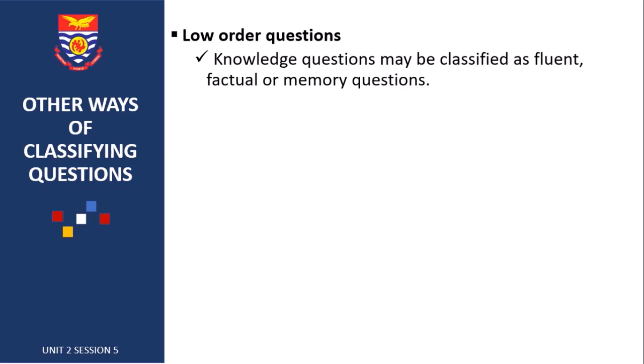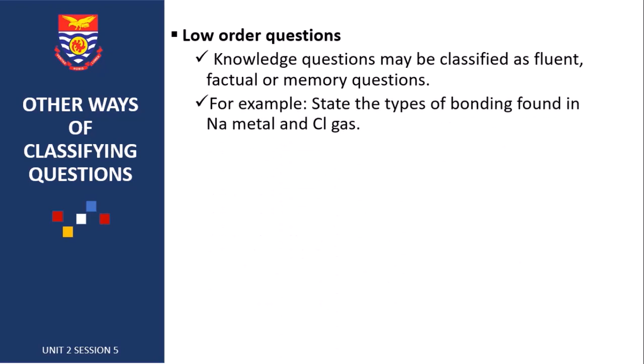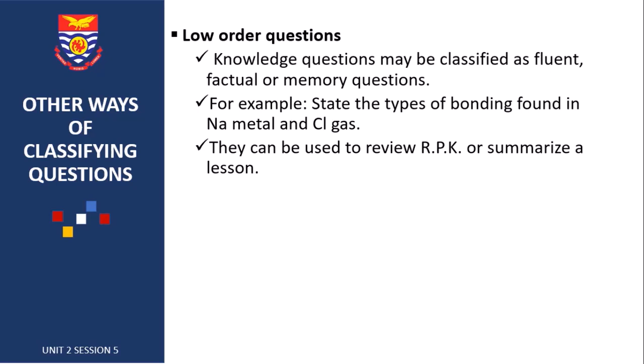Low order questions are knowledge questions and may be classified as fluent, factual, or memory questions. For example, a question like state the types of bonding found in sodium metal and chlorine gas. This is a low order question, and if we are to take this to Bloom's classification, it is a knowledge question. They can be used to review relevant previous knowledge or to summarize a lesson.